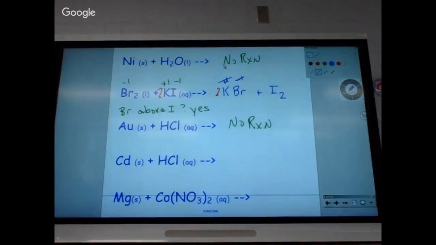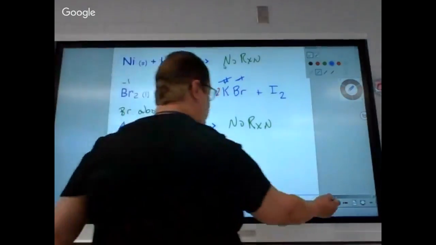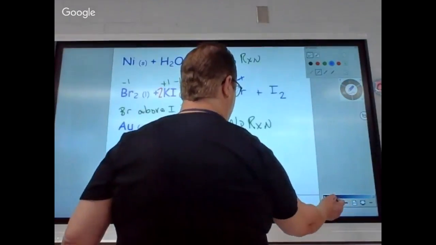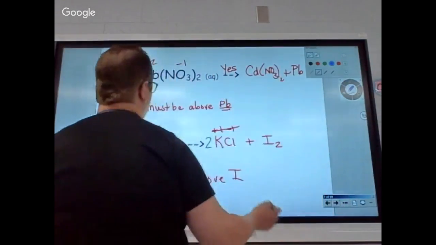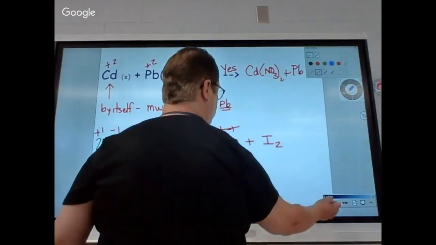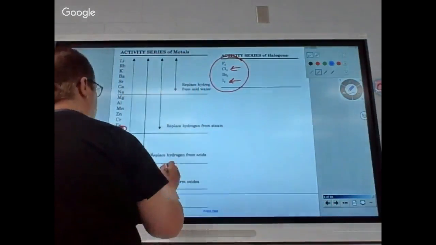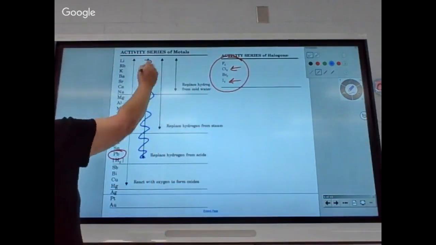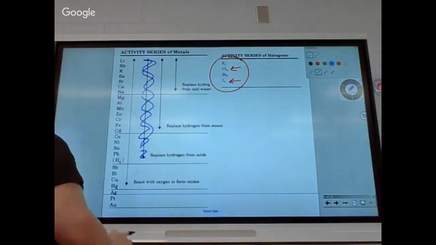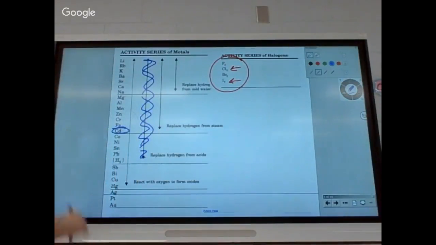All right, the fourth one. Will it occur? You've got to look up HCl. All right, the acid range. Right there. I found one. Here, acid range. It's CD right there in this range.